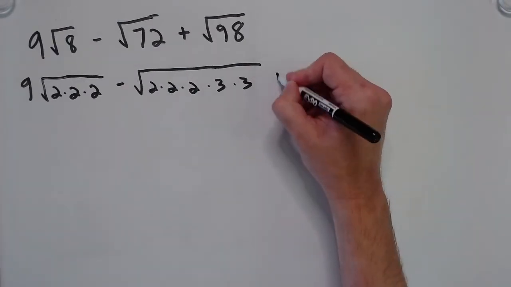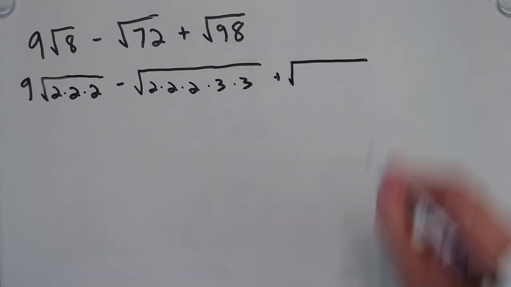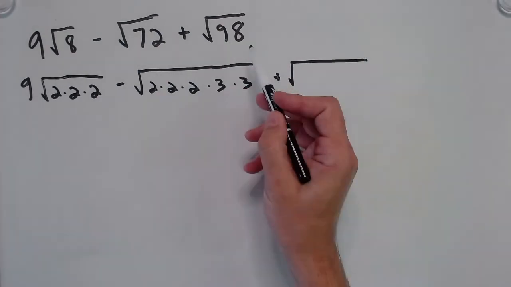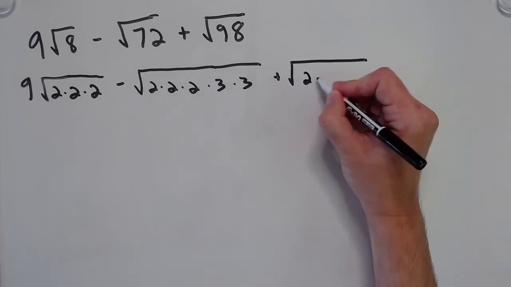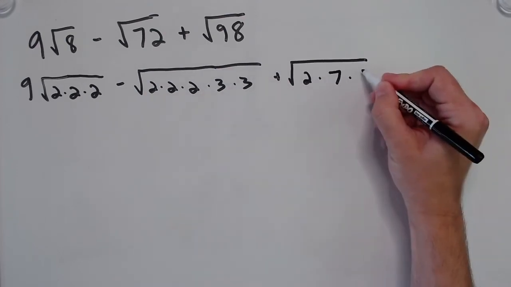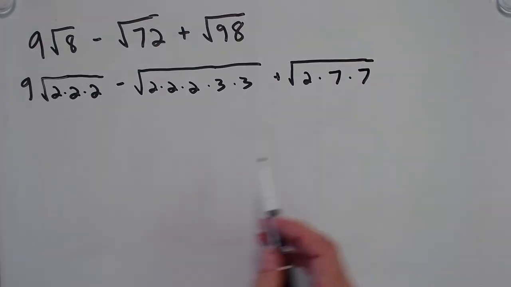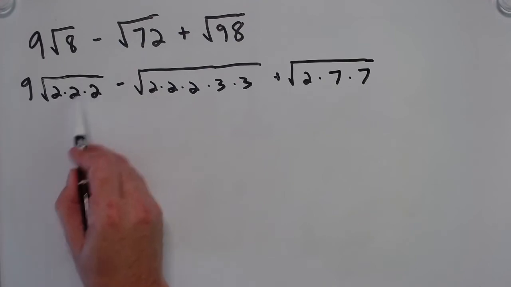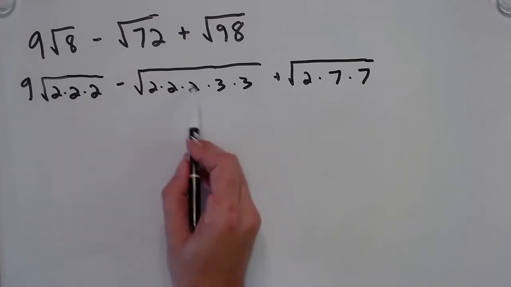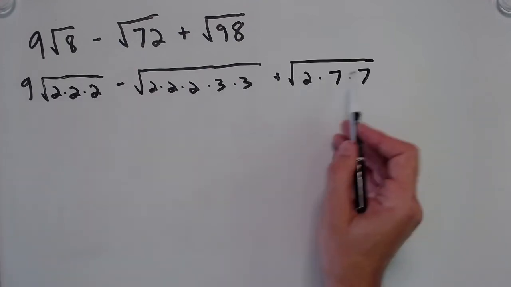And then we need to do 98. So 98 is 49 times 2, and 49 is 7 times 7, so it's going to be 2 times 7 times 7. Okay, so let's look for things that are squared. Here's 2 squared, 2 times 2 is 2 squared. This is 2 squared, 3 squared, and 7 squared.